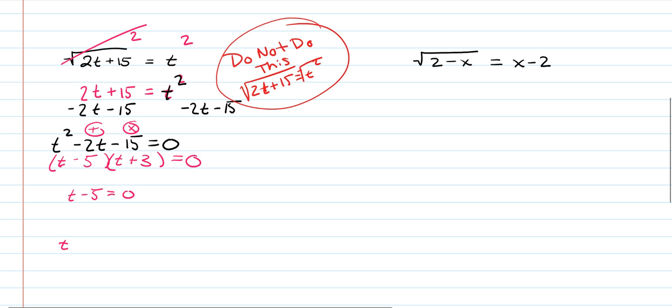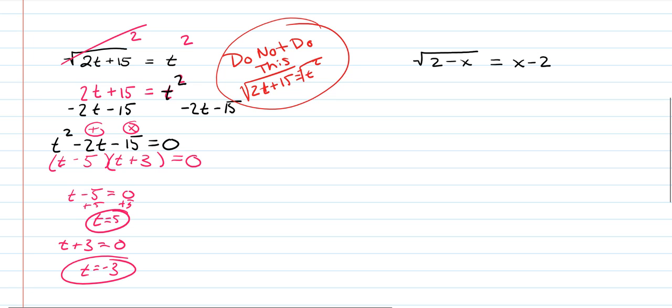t minus 5 equals 0, t plus 3 equals 0. Add 5. So t equals 5, and t equals negative 3. Boom. Okay. Well done. Only thing is, this has two answers, but one of them actually doesn't work.